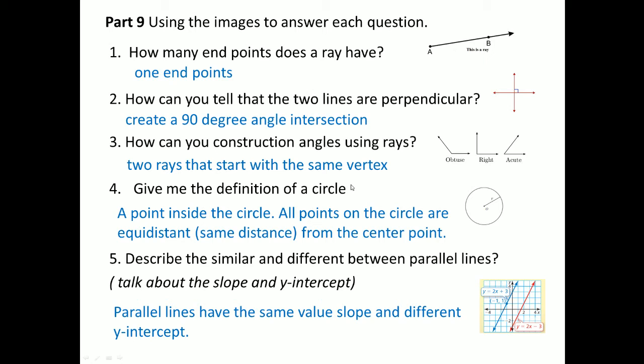Okay, we went over 5, 6, 7, 8, and 9. I decided to go over 5 problems on this one. Okay, there you go.